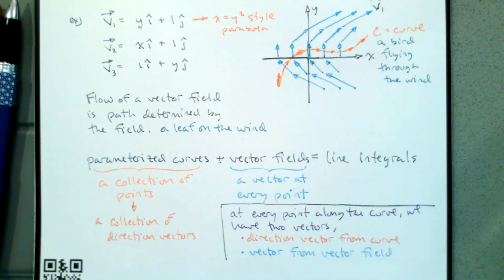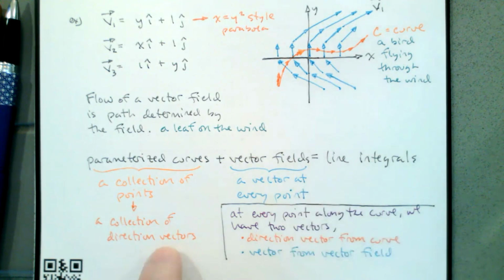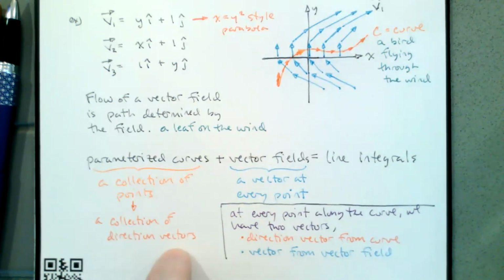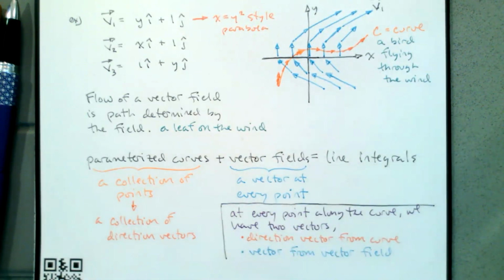Because all we're doing is figuring out a bunch of vectors at every point, a collection of those points, assigning another set of vectors to those points, finding the dot products, and then adding them all up. Because that's the other thing integrals do. They just add stuff up. Riemann sum and all.